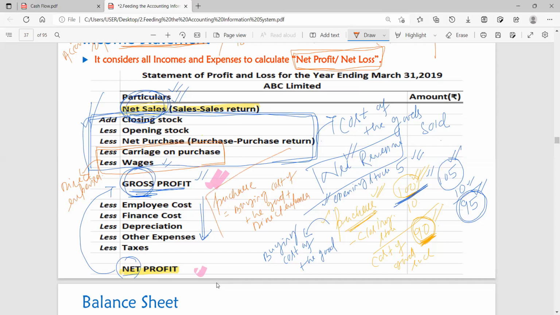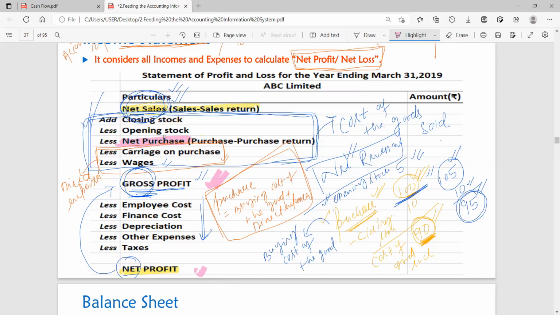So that is how we can understand. But if you take purchase as only the value paid to the supplier, we have to add the direct expenses separately. Here, if you look at the format which I stated, I mentioned net purchase there. Net purchase is basically always the purchase minus return. That is the standard understanding.